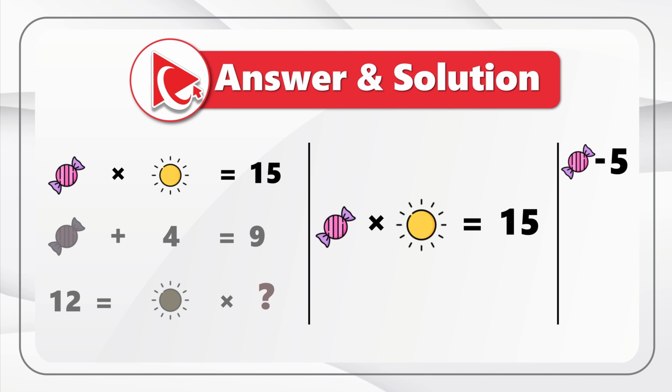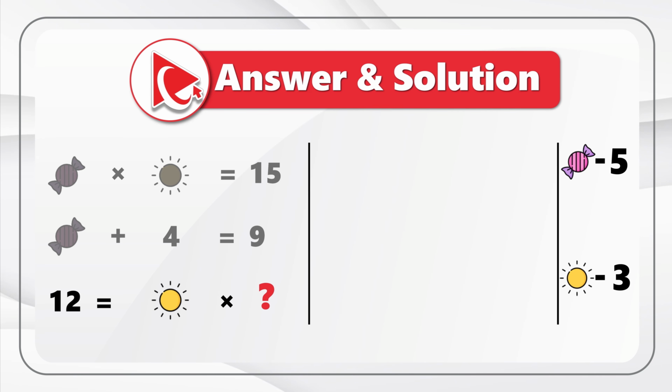Candy plus sun equals 15. We know that the value of candy is 5, and when we substitute candy, it would be equal 5 multiplied by sun equals 15. So the calculated value for the sun would be 3. And now we can focus on the last expression.